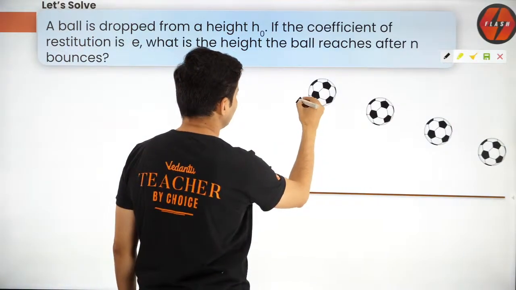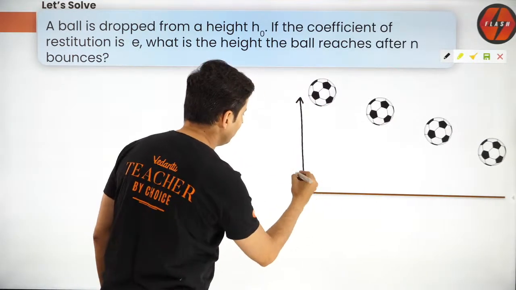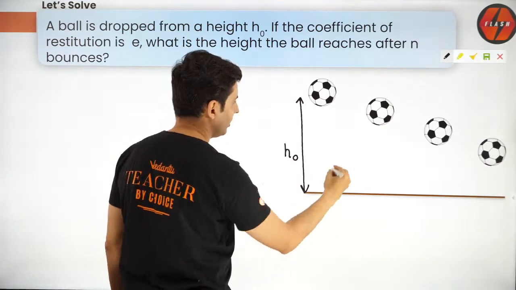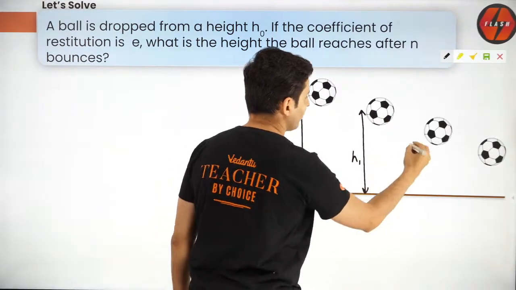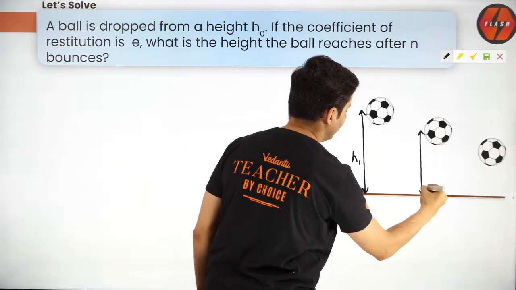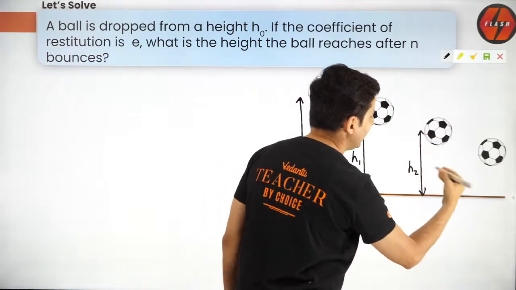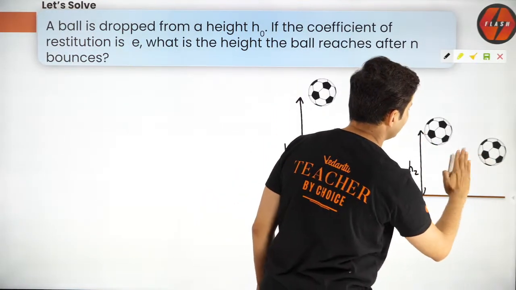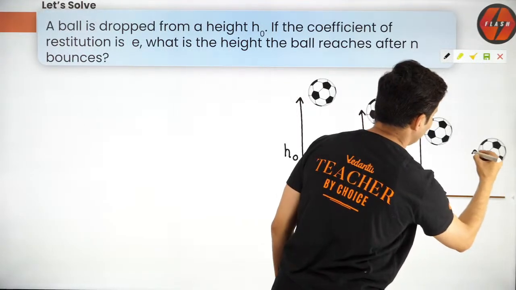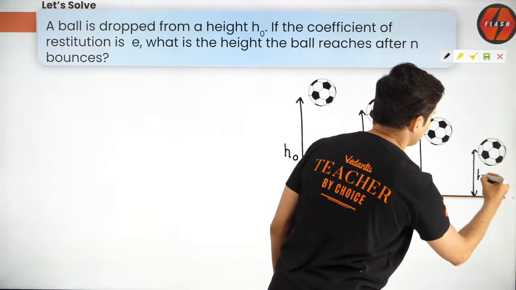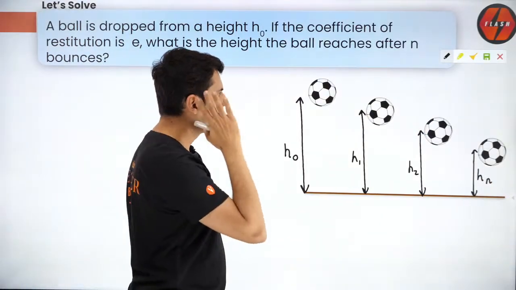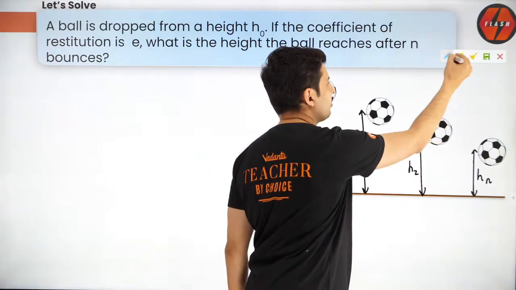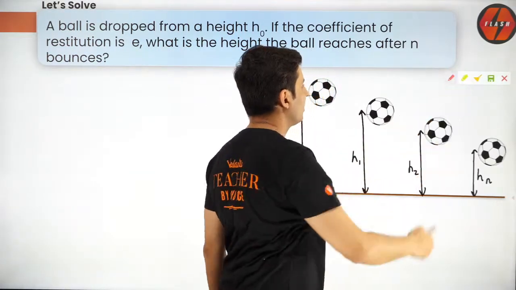So initially, what did I do? I dropped the ball from height h0. Then what happened? The ball only went till height h1. Then what happened? The ball only went till height h2. And after some more collisions, the ball only went till height hn. Okay. Now, here is what I'm going to do. I'm going to approach this problem in a very interesting way.